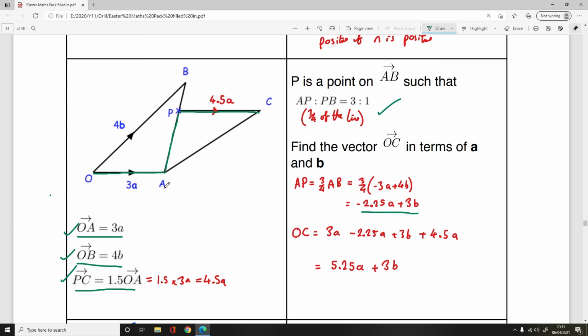and then we could label that on our diagram, I suppose. We could say this is minus 2.25A plus 3B, if we go in that direction. And then we can add all those things together. So 3A plus what we just came up with for AP plus 4.5A gives us our final answer of 5.25A, or 21 over 4, I suppose, plus 3B.